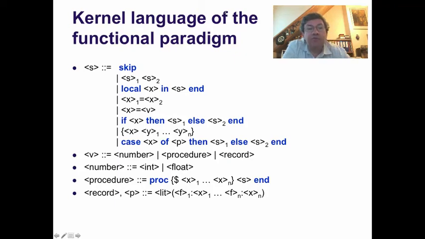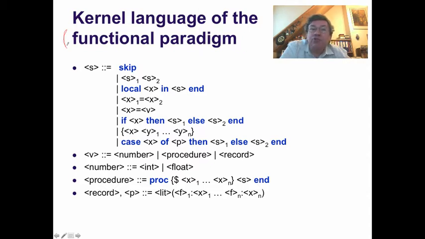Let's take a look at the three kernel languages of the three paradigms we saw in the course. So the first kernel language we saw is the kernel language of the functional paradigm, and here it is. Let me recall what the goal of a kernel language is. A kernel language is technically a process calculus. It allows mathematically modeling the execution of the program.